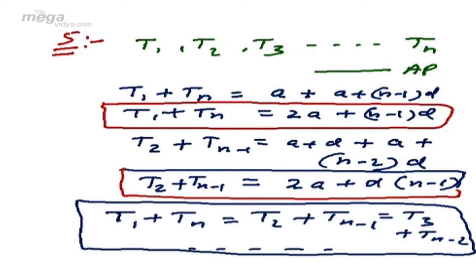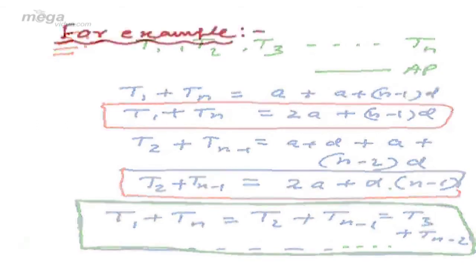It means, see here, T1, T2, T3 up to Tn are in AP. If you add T1 plus Tn, that will be 2a plus n minus 1 into d. But if you add T2 plus Tn minus 1, that is the second last term, it will also be 2a plus d times n minus 1. Similarly, if you add T3 plus Tn minus 2, that will also be 2a plus d times n minus 1. Because of this, you can write T1 plus Tn, T2 plus Tn minus 1 is equal to T3 plus Tn minus 2. The sums of these pairs of terms are equal. This is the property number 5.